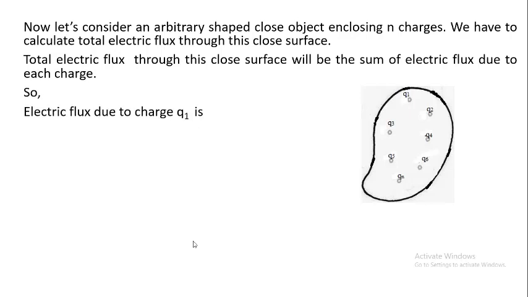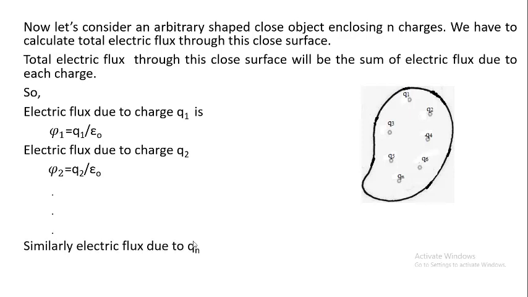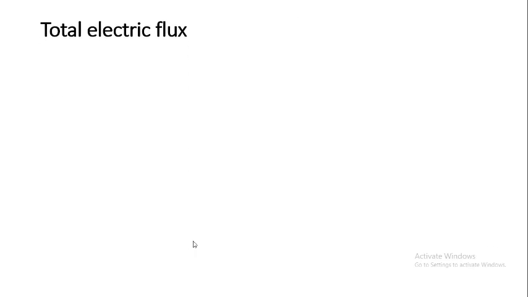So electric flux due to charge q1 is according to the formula phi 1 is equal to q1 over epsilon naught. Similarly, electric flux due to charge q2 will be phi 2 equal to q2 over epsilon naught. So on, we can calculate electric flux for each charge by this equation. Electric flux due to nth charge qn will be phi n equal to qn over epsilon naught. Total electric flux is the sum of electric flux due to each charge.